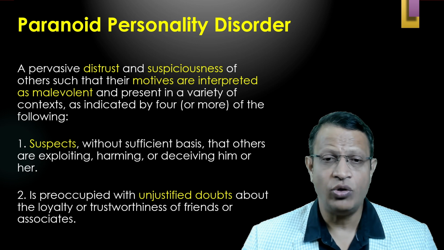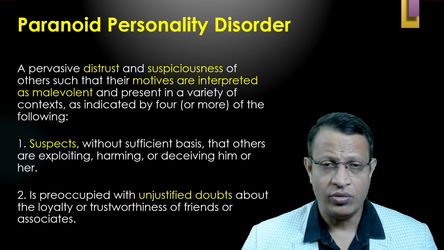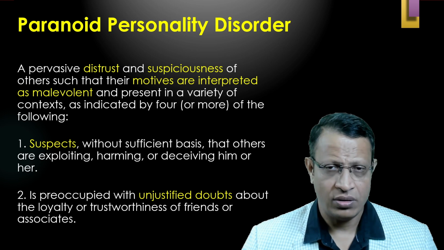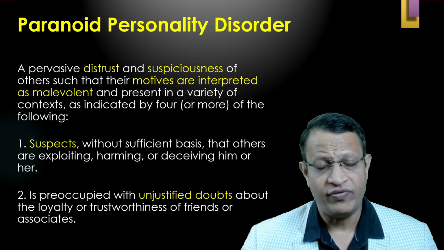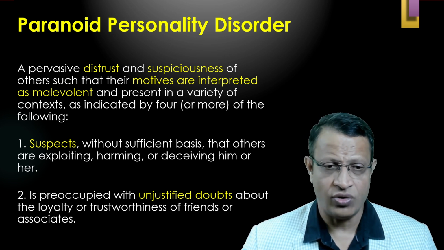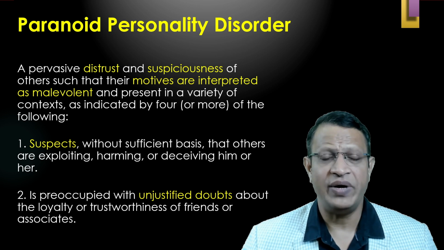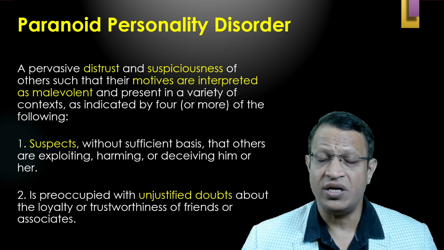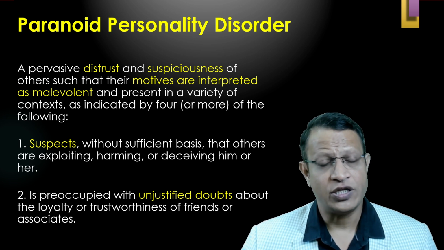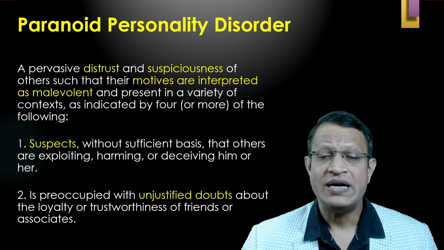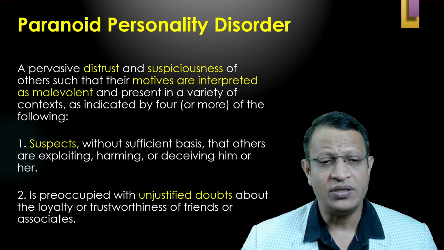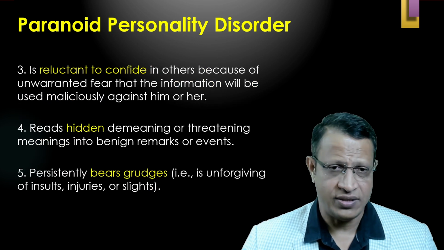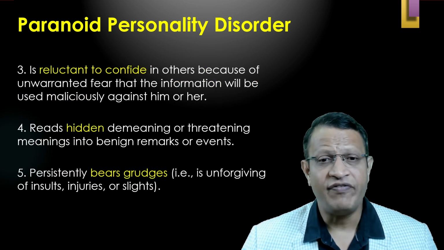And invariably, they need to have at least four symptoms to diagnose paranoid personality disorder. Let's look into these. Which are those important traits which have to be present to diagnose paranoid personality disorder? Usually, the paranoid person suspects, without any sufficient basis, that others are exploiting, harming, or deceiving him or her. They are preoccupied with unjustified doubts about the loyalty or trustworthiness of friends and associates. They are reluctant to confide in others.